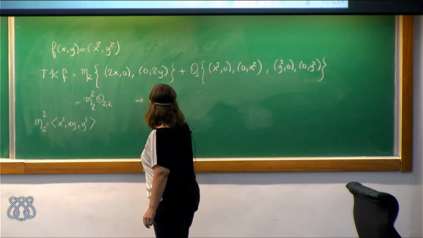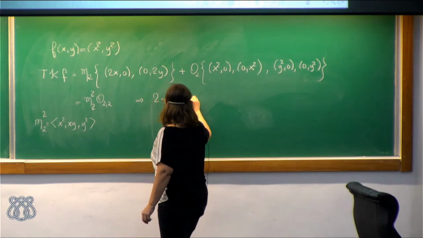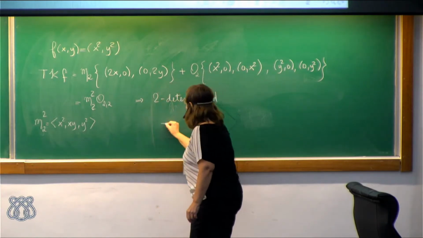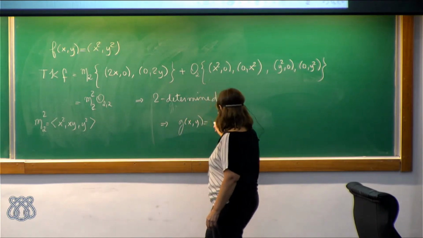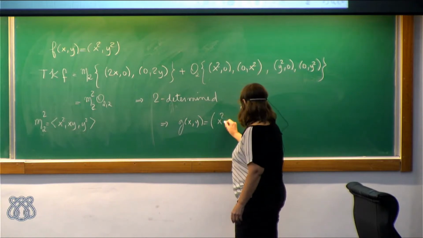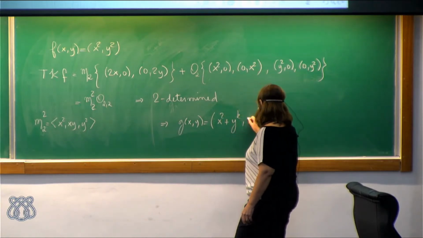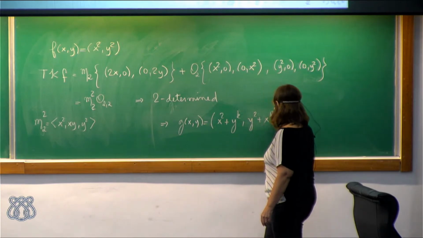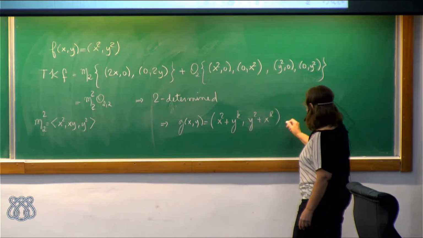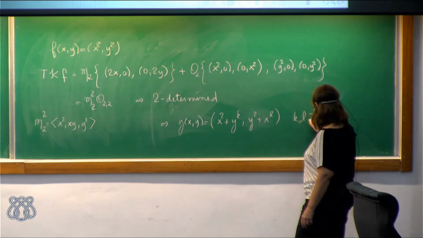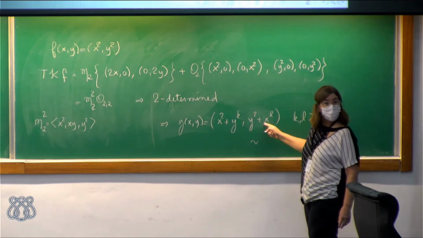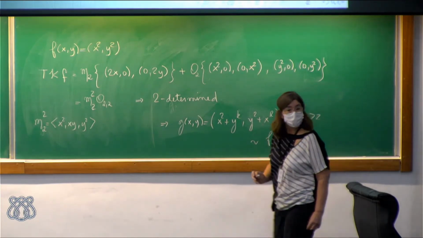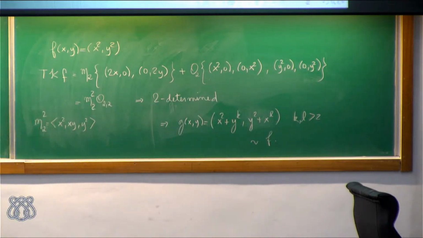So it's 2-determinant. Then you can conclude that G has the same 2-jet. I don't remember if I put L in K or whatever. If K and L are bigger than 2, this has the same 2-jet as F, so it's equivalent to F. Okay? All right.